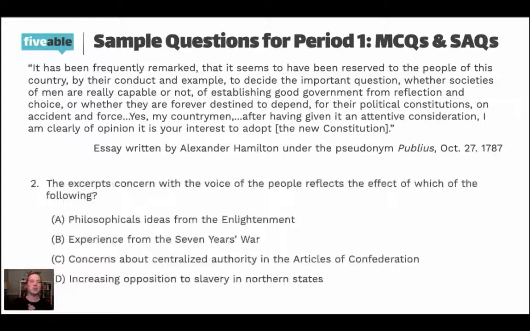Number 2, the excerpt's concern with the voice of the people reflects the effect of which of the following? So if we want to pay attention to the voice of the people, which of the following does this represent? Would that come from A, philosophical ideas from the Enlightenment, B, experiences from the Seven Years' War, C, concerns about centralized authority in the Articles of Confederation, or D, increasing opposition to slavery in northern states? What are our options here? What could we possibly have?